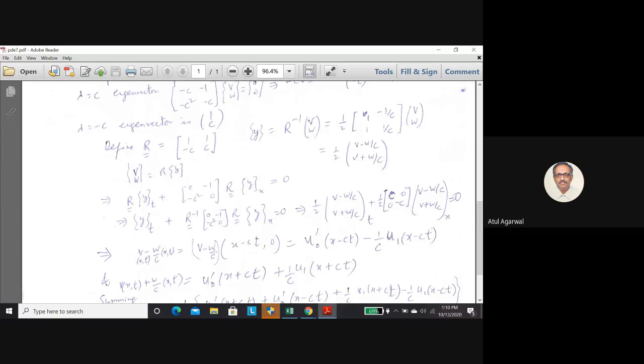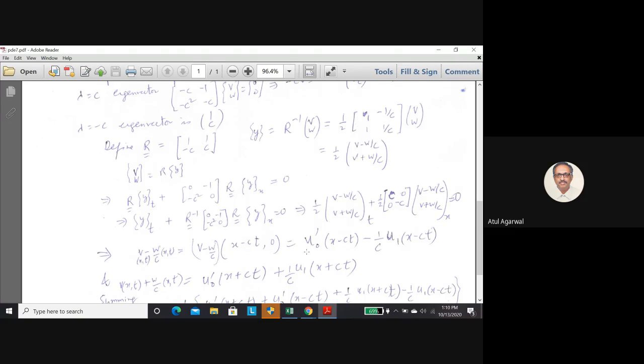So V minus W by C at position x minus ct, comma t, is equal to V minus W by C at t is equal to 0. So whatever the solution at t is equal to 0, that is valid along this characteristic line given by x is equal to ct. So this is a forward going solution.